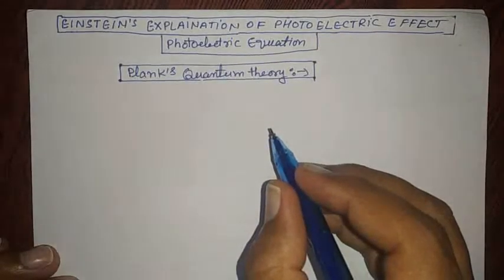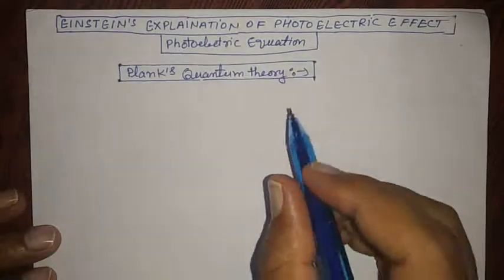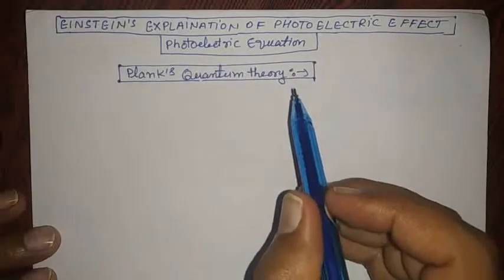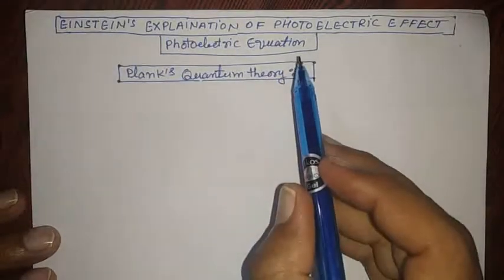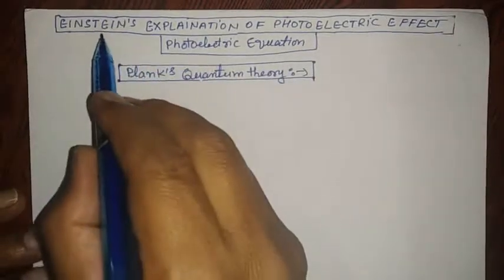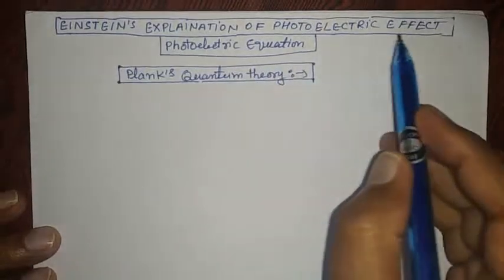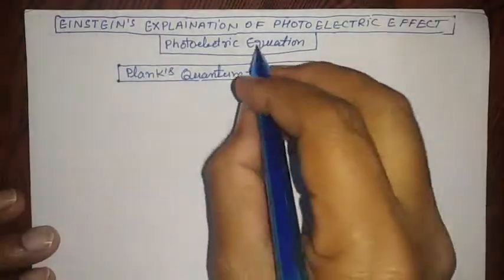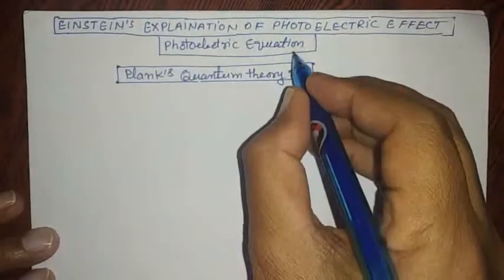Hello everyone, we are here in the fifth part of photoelectric effect. In this lecture, we will see Einstein's explanation of photoelectric effect and will obtain the photoelectric equation.